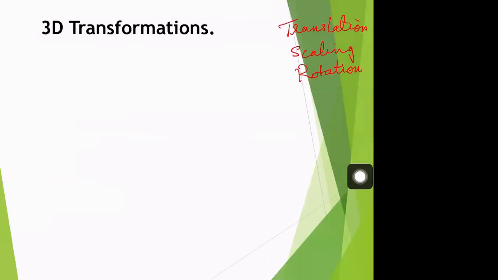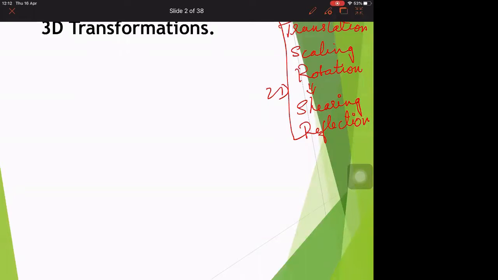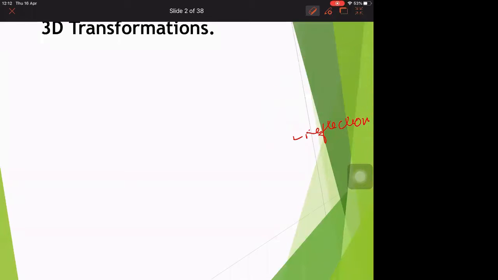With this, the additional transformation functions were shearing and reflection. So all this we have learned with respect to 2D transformations. So today we will learn the same thing with respect to 3D transformation, just one by one.